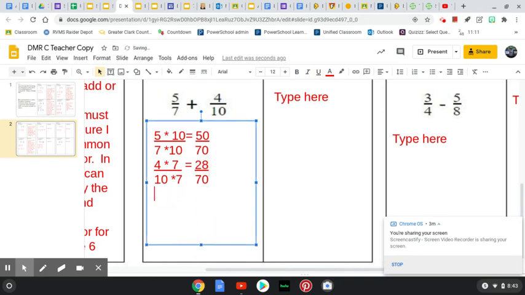So let's now put those numbers that we have. We have 50 minus 28, and they're both over 70. So then, now we can subtract. 50 minus 28. I got to think about that one. That is 22. But the bottom number, which is the denominator, still stays 70. So our final answer, since we are not being asked to reduce, is 22 over 70.